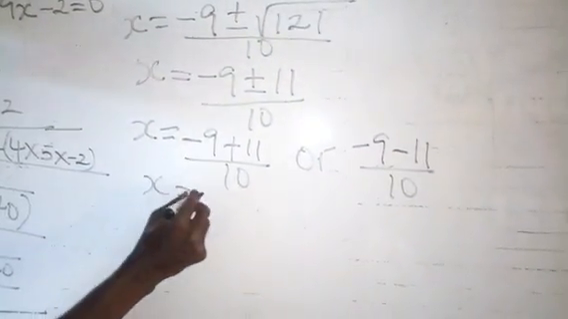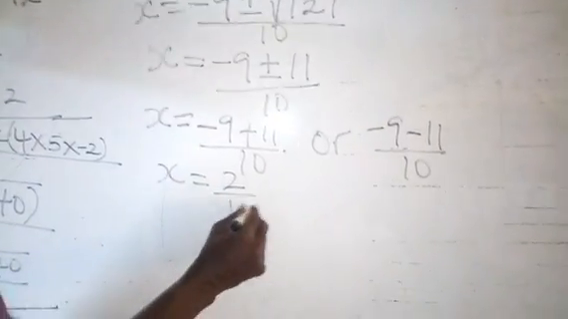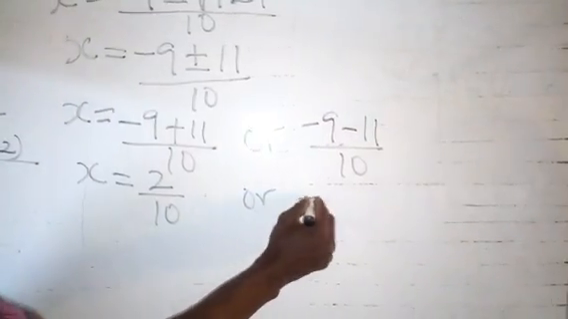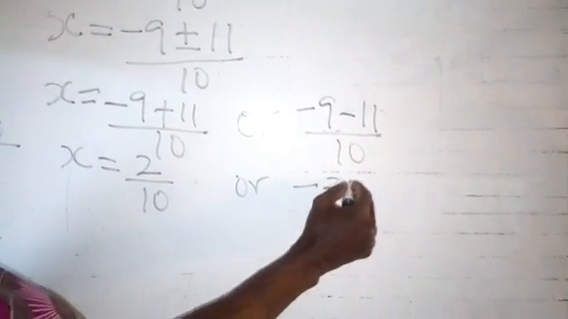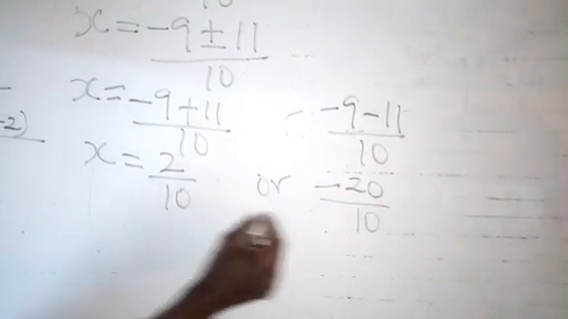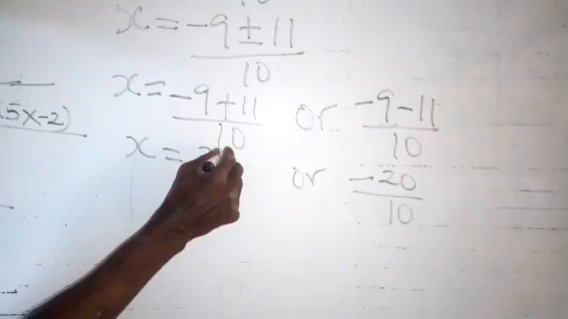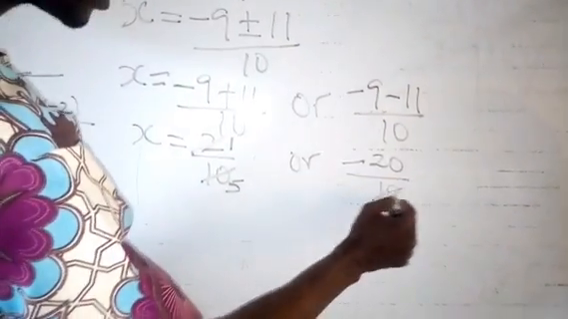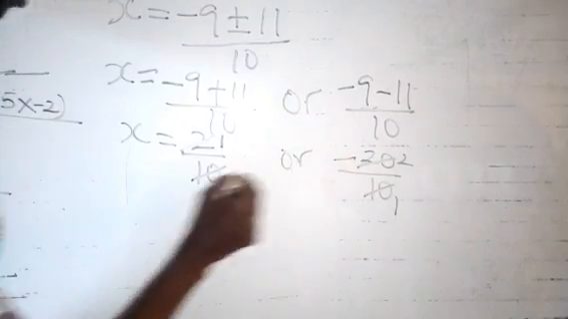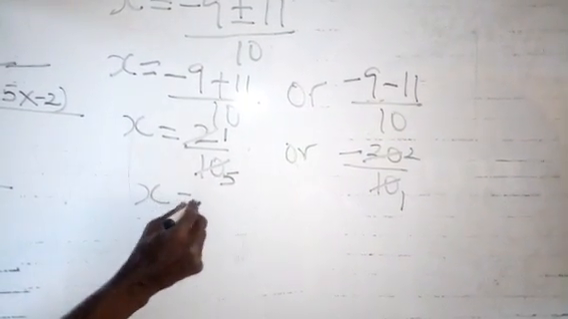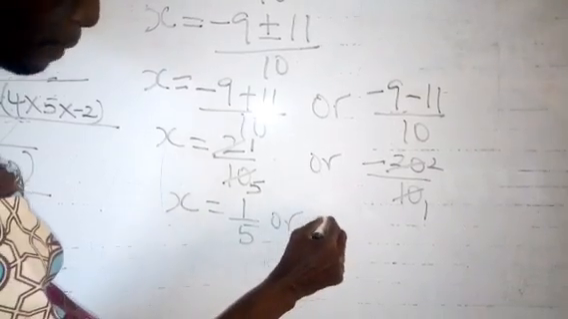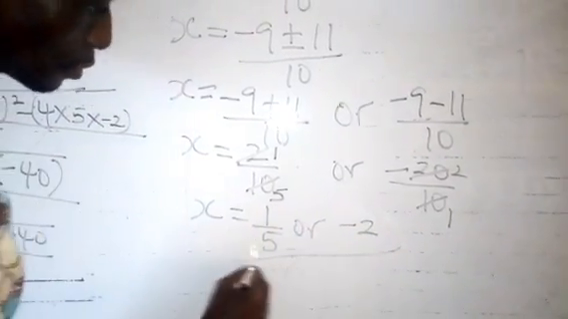What is minus 9 plus 11? That is 2 over 10, or minus 9 minus 11, that is minus 20 over 10. 2 will divide itself once, 2 will go into 10 five times; 10 here gives 1, then 10 here gives 2. Our final answer will be 1 over 5 or minus 2.